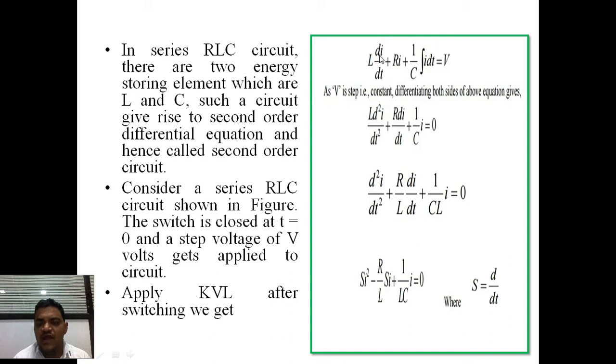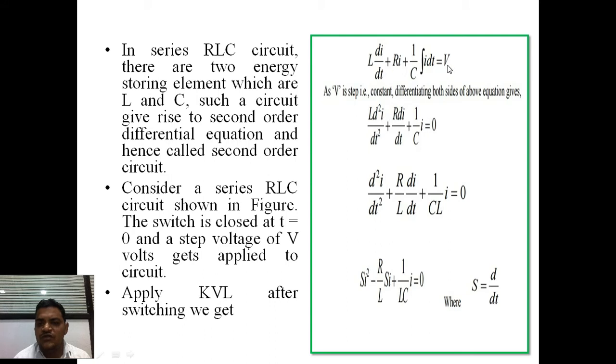These terms, L di by dt, R of i, and 1 upon C integration of i dt, are the voltage drops across the elements, and according to Kirchhoff's voltage law, the summation of all the voltage drops across the elements is equal to the total voltage applied. As V is the step voltage, it is constant, so we take the differentiation on both sides, that is, d by dt.